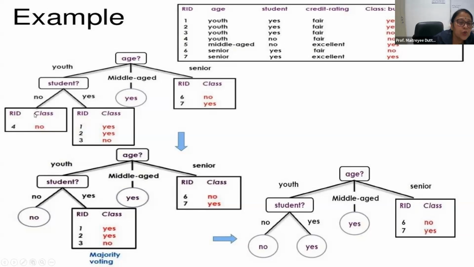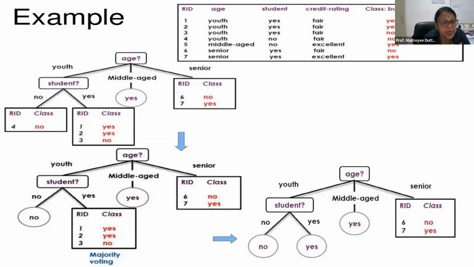So we are taking the two classes. One is no. If student is no, then we are taking exactly that class as no. But if youth is yes and student is yes, then we are taking two values. Two yes and one no. That means here also we are not getting the exact classification.